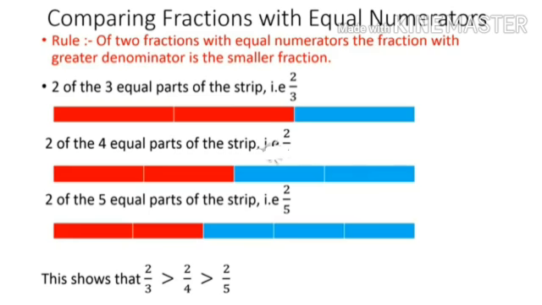Now here we have to check the numbers in the denominator. If the number in the denominator of one of the fractions is smaller, that fraction will be the greater fraction. Taking the first example, now see the strip which is there. 2 of the 3 equal parts of that strip are colored. That is 2 upon 3.